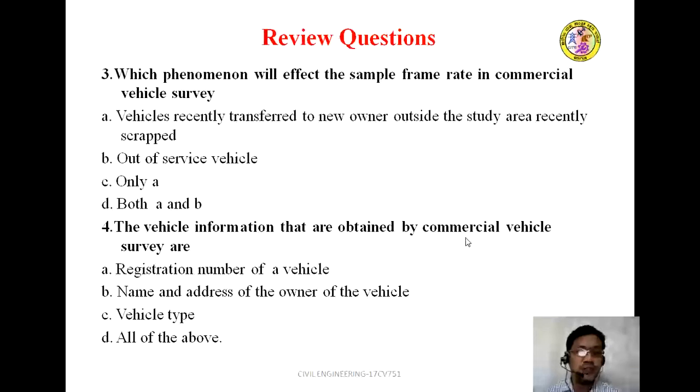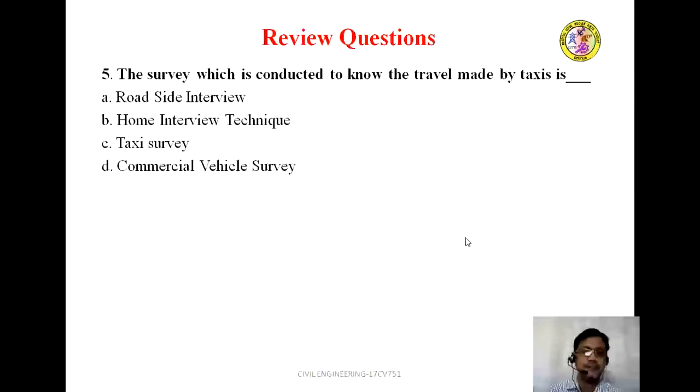Moving on to the next question: the vehicle information obtained by commercial vehicle surveys is: option A, registration number of the vehicle; option B, name and address of the owner of the vehicle; option C, vehicle type; option D, all of the above. The correct answer is all of the above, because in the commercial vehicle survey format we get the registration number of the vehicle, the type of vehicle, and the name and address of the owner. Hence option D is correct.